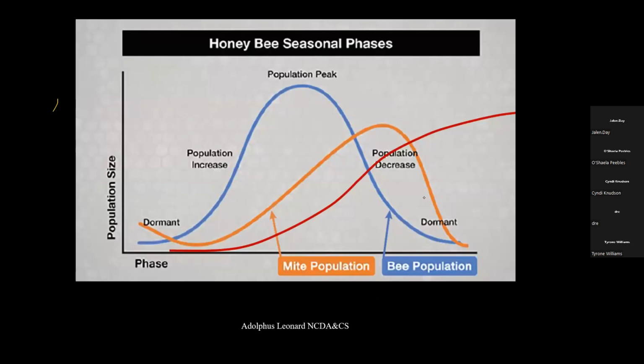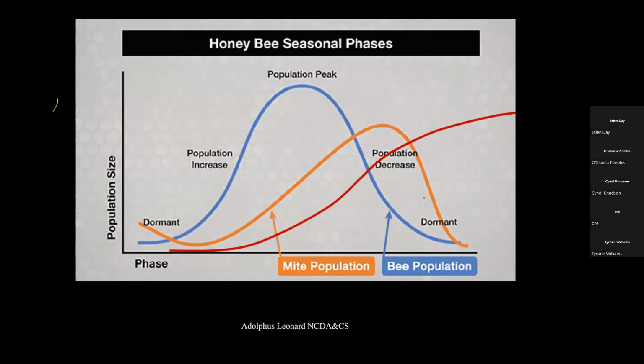Here's a chart showing what happens when you have, starting in the spring, rapid colony increase on this line. This is the bee population. And then the mite population depends on what? The brood to reproduce. So in the early spring, there's not a lot of brood, so it retards the mite's reproduction. But as the brood in the colony increases, so does the varroa mite reproduction.